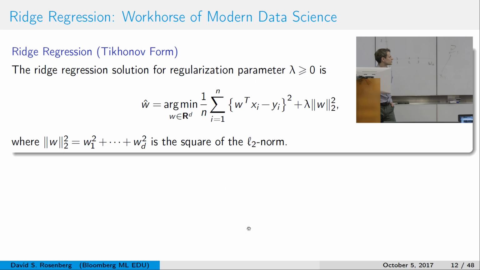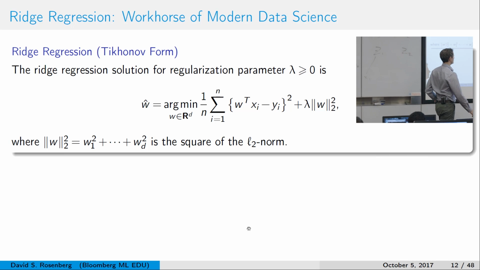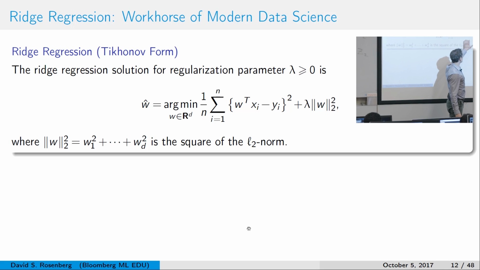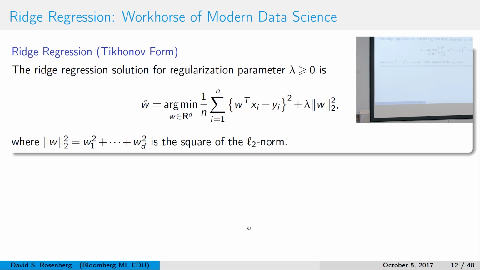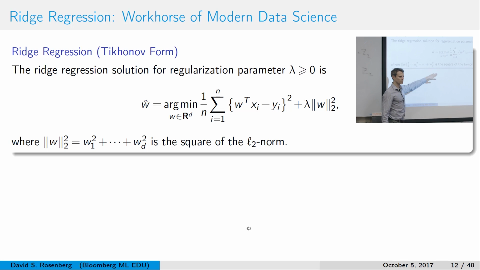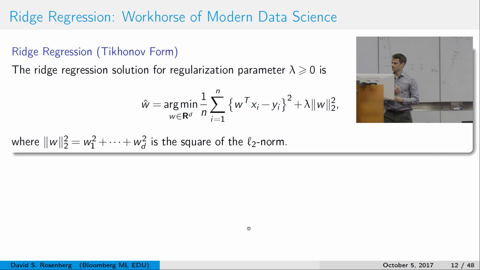Okay. So let's do the penalty form of regularization. We take our least squares empirical risk and add this sum of squares penalty. This is the squared L2 norm of the vector W, the Euclidean norm, just the sum of the squares of the entries of the vector. And we're going to penalize in our objective function for having large L2 norm. All right?